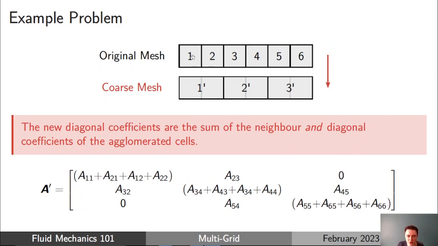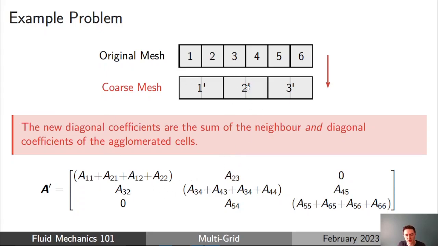Well, if we look very closely at the mesh, what's happened? We've combined cell 1 and cell 2 together to get cell 1 prime. And the diagonal coefficient of 1 prime, so the first row and the first column, the new diagonal coefficient is A11 plus A21 plus A12 plus A22. We've combined the coefficients together that link cell 1 and cell 2 together. We've linked the diagonal and the neighbour coefficients all together. We've clustered them together. But of course, cell 2 has not been agglomerated with cell 3, so the coefficients A23 and A32 remain unchanged. They're still there in the A prime matrix.